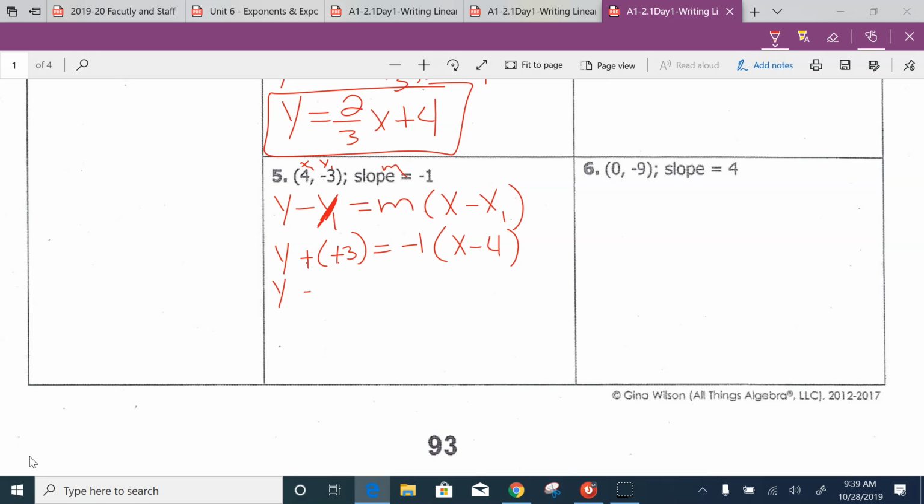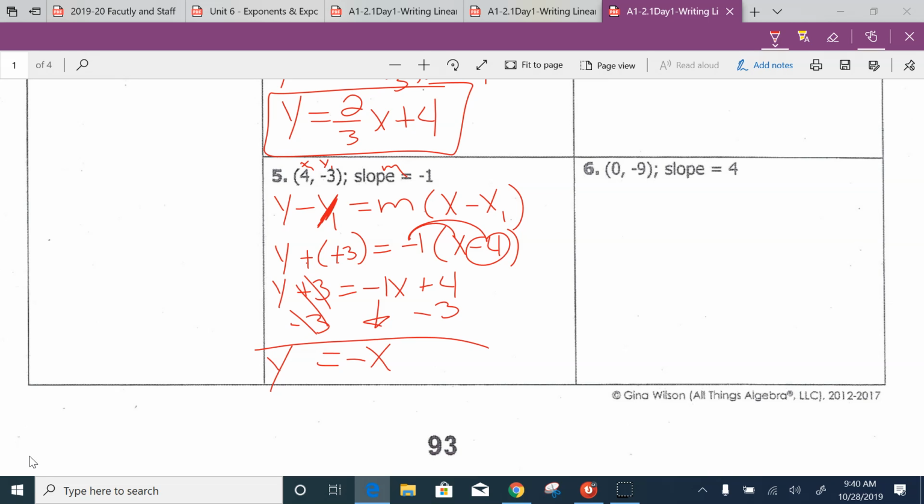I'll go ahead and leave the left side alone for now. Negative 1 times x is negative 1x, or negative x. Negative 1 times a negative 4 is a positive 4. I'm going to go ahead and subtract 3 from both sides to get the y all by itself. Y, these 3 cancel out, y falls down, the negative 1x falls down, positive 4 minus 3 is a positive 1, and there is my equation. The examples on the right-hand side will be yours to show me for credit on these notes.